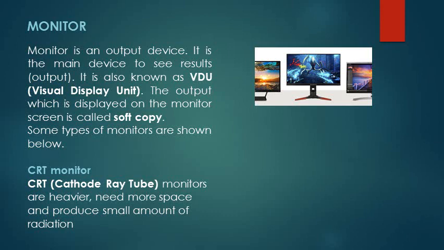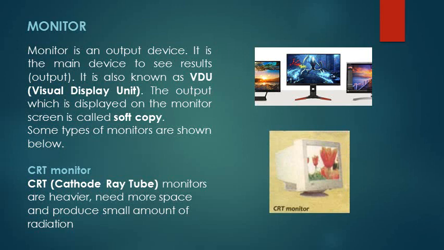There are different types of monitors being used in our society, and the very first type is CRT monitor. CRT stands for cathode ray tube monitors. These are our old traditional monitors. These monitors are heavier, need more space to work, and produce a small amount of radiation. Their picture quality is also not very good. Because of these disadvantages, CRT monitors are nearly obsolete.